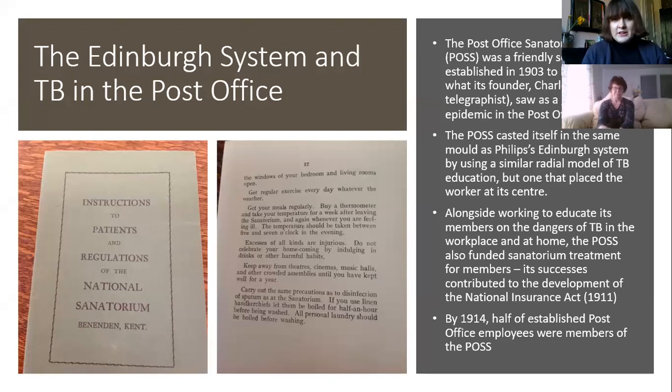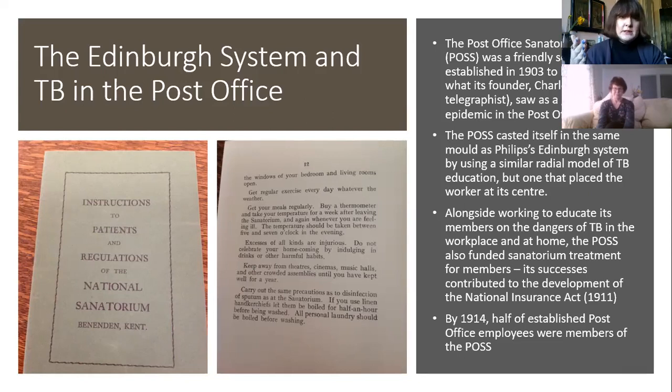Okay, so you might be wondering, what on earth does the Edinburgh system have to do with TB in the post office? So the Edinburgh system is incredibly important for setting a precedent for how to treat TB in large targeted populations. And it provides the inspiration and the model for TB treatment for probably the most important worker-led health movement in the post office in this period, which is the Post Office Sanatorium Society. So this is a friendly society. Friendly societies are like mutual insurance schemes where you would pay a certain amount weekly or monthly, and you would be provided sickness insurance from the society.